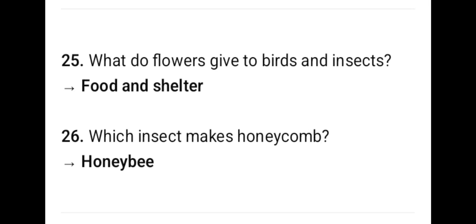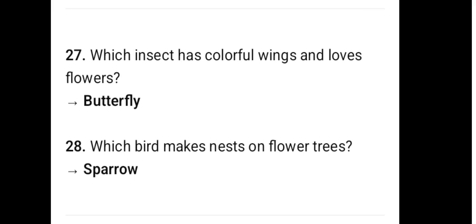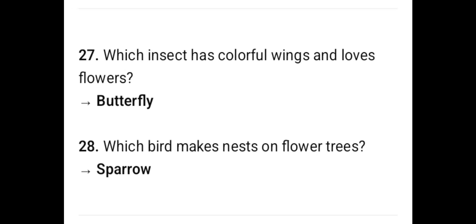What do insects get from the flowers? Nectar. What do flowers give to birds and insects? Food and shelter. Which insect makes honeycomb? Honey bee. Which insect has colorful wings and loves flowers? Butterfly.